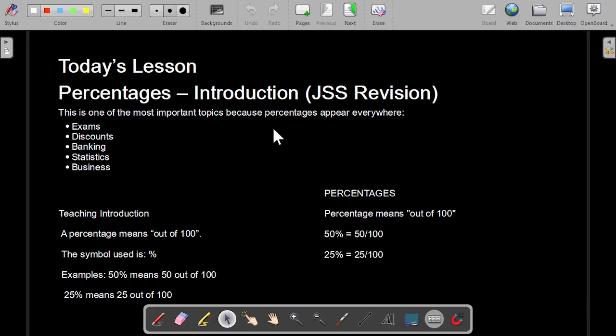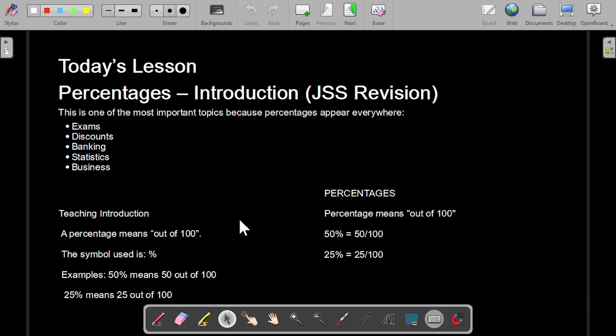The word percentage is derived from a Latin word, percento, which means out of 100. So as you can see, you take something, you say 20%. When you say 20%, what you mean is 20 out of 100. So you take it step by step as we are going to be seeing it here.